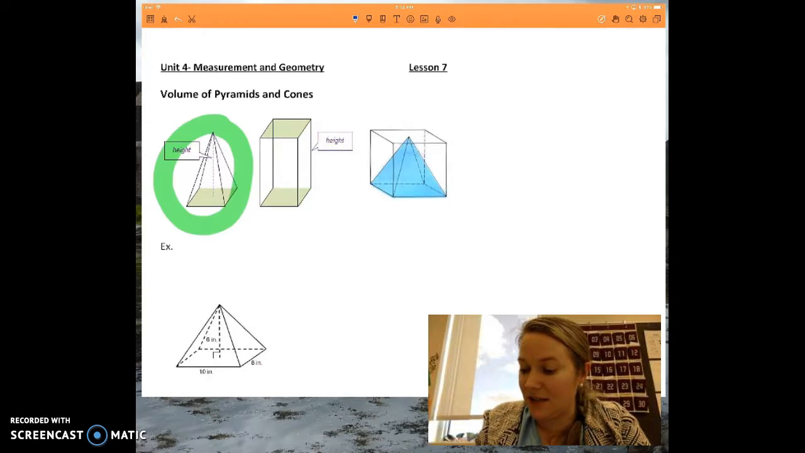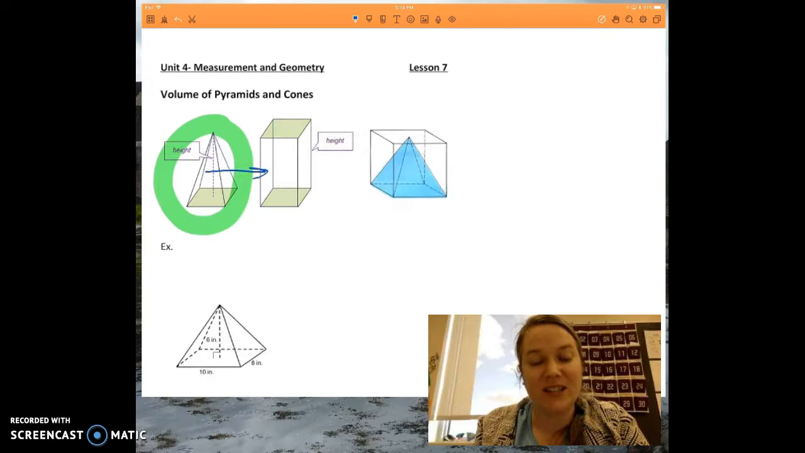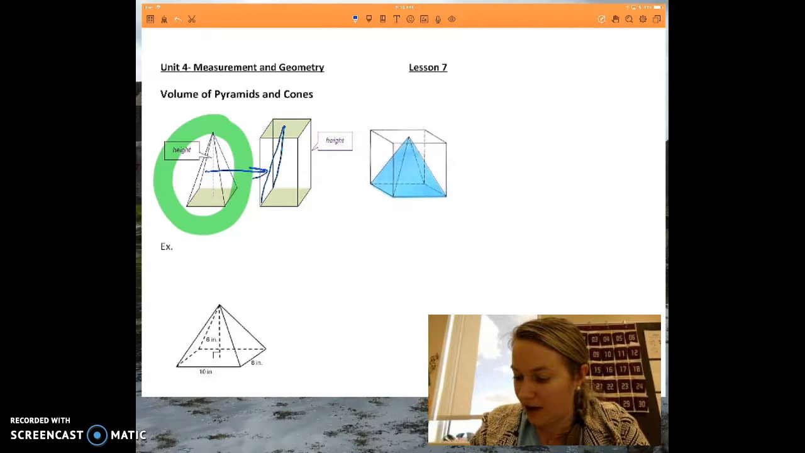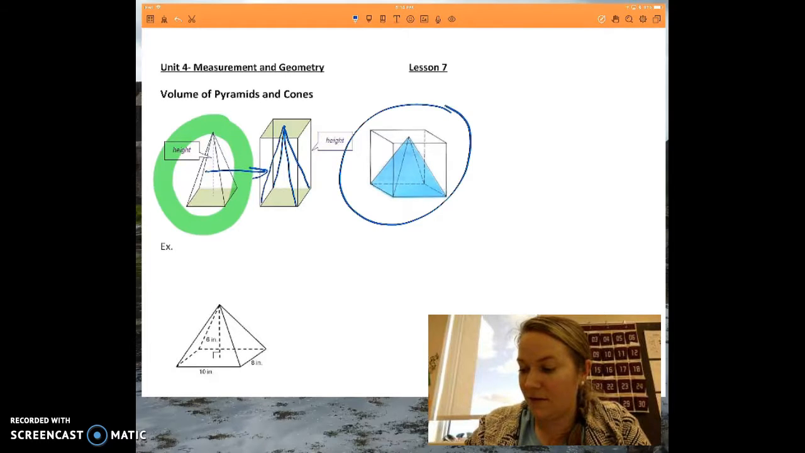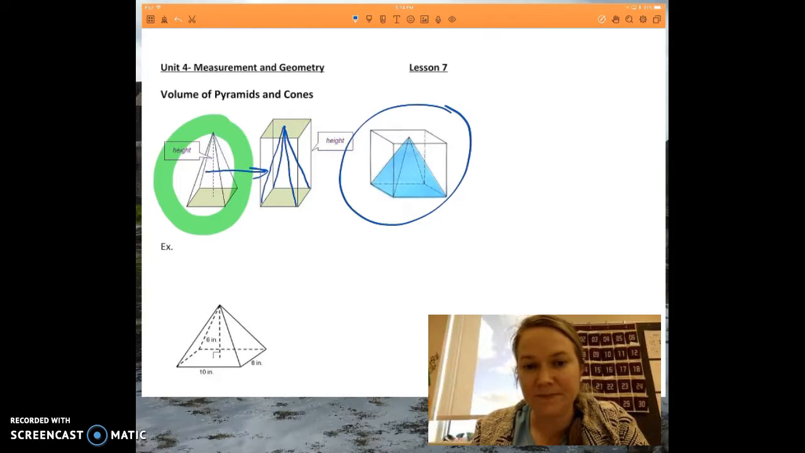Now, you can see that this pyramid would fit inside the prism right beside it. And it would fit inside the prism, and it would go from the bottom right to the top. They are a match. They're a set. Now, you can see what that looks like over here in a more professional version.